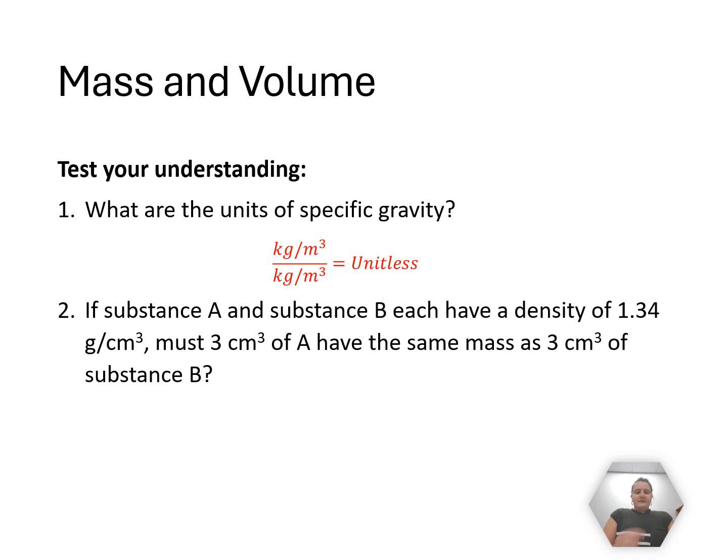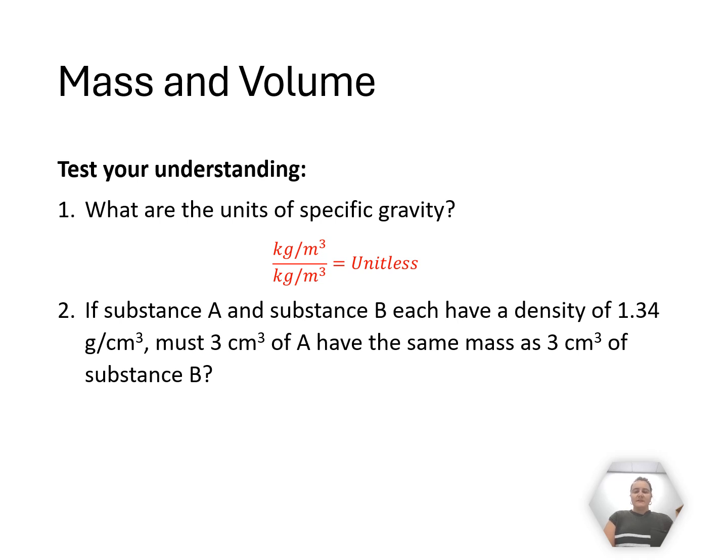All right, so let's test your understanding really quickly. We want to know, well, what are the units of specific gravity? Well, specific gravity is a density divided by a density. So in that case, let's say that density has units of kilograms per meter cubed. If we divide kilograms per meter cubed by kilograms per meter cubed, we get 1. So specific gravity itself is unitless. Take a pause in the video and try to do the number 2 question.